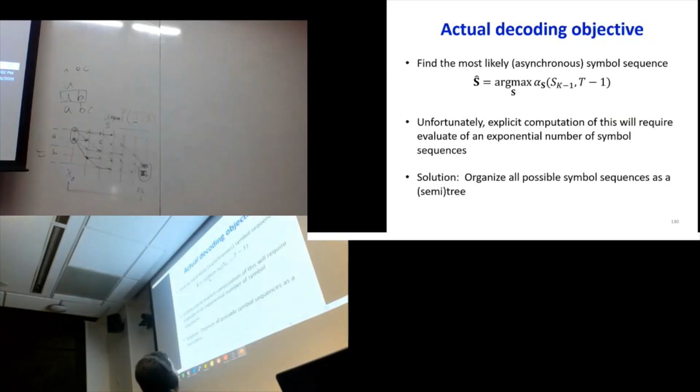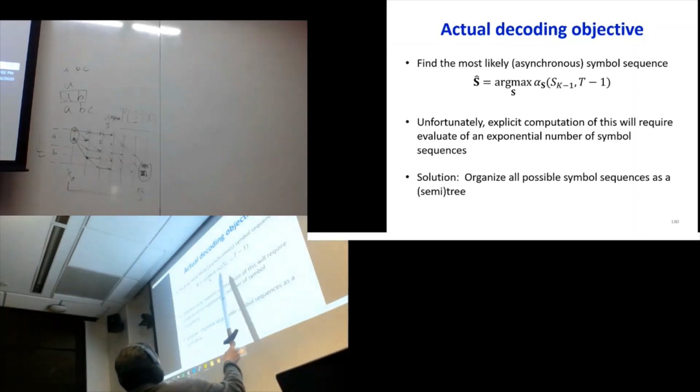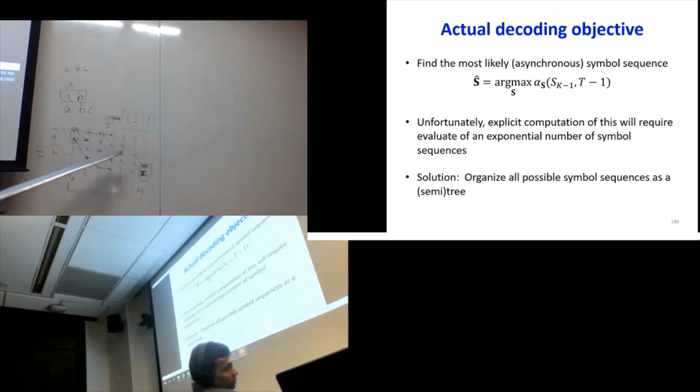Now, how can you do this? So here's a statement again. Explicit computation of this is not going to be feasible. You want to compute the alpha probability for every single symbol sequence, and pick the symbol sequence for which this alpha probability is highest, which means we would have to compose this graph for every single symbol sequence and then compute the alpha from it. That's not going to be feasible. But it turns out that there is a heuristic which allows you to do this reasonably well.